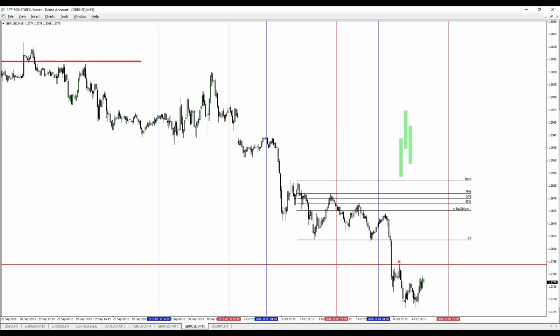If you're looking for setups, okay, and this is one of the ways you can do it, you want to look for impulse price swings inside of the daily ranges over the last 3 days.